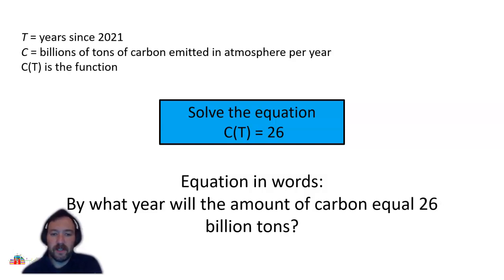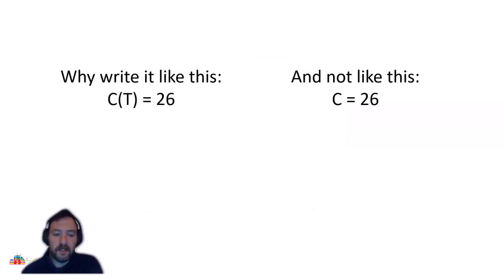So this is an example of an equation you might care about solving in the real world. And you might say to yourself, Mr. Bloomstein, why did you write it like C of T equals 26 using this function notation and not just C equals 26? Because sometimes in textbooks, they'll just say, take the variable and let it equal 26. So what's the difference between these two things? C still means carbon in each case. C means the billions of tons of carbon per year that are emitted.